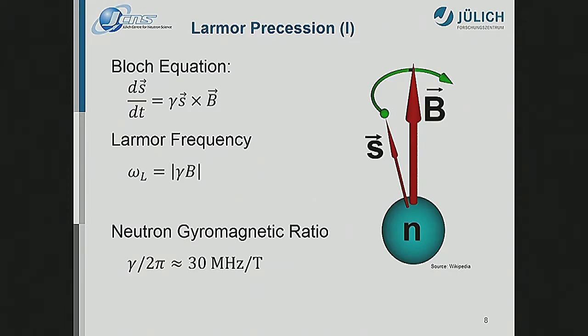The way out of it is to use the neutron magnetic moment. If you put a magnetic moment of any kind, in this case a neutron, could be a proton, in a magnetic field, it follows the so-called Bloch equation. It precesses as long as the spin or magnetic moment is not parallel to the magnetic field, and it precesses with the Larmor frequency that is given by the strength of the magnetic field and a gyromagnetic ratio that is different for different particles. In the case of the neutron, that gyromagnetic ratio is roughly 30 megahertz per Tesla. So in a one Tesla field, a neutron will precess 30 million times a second.